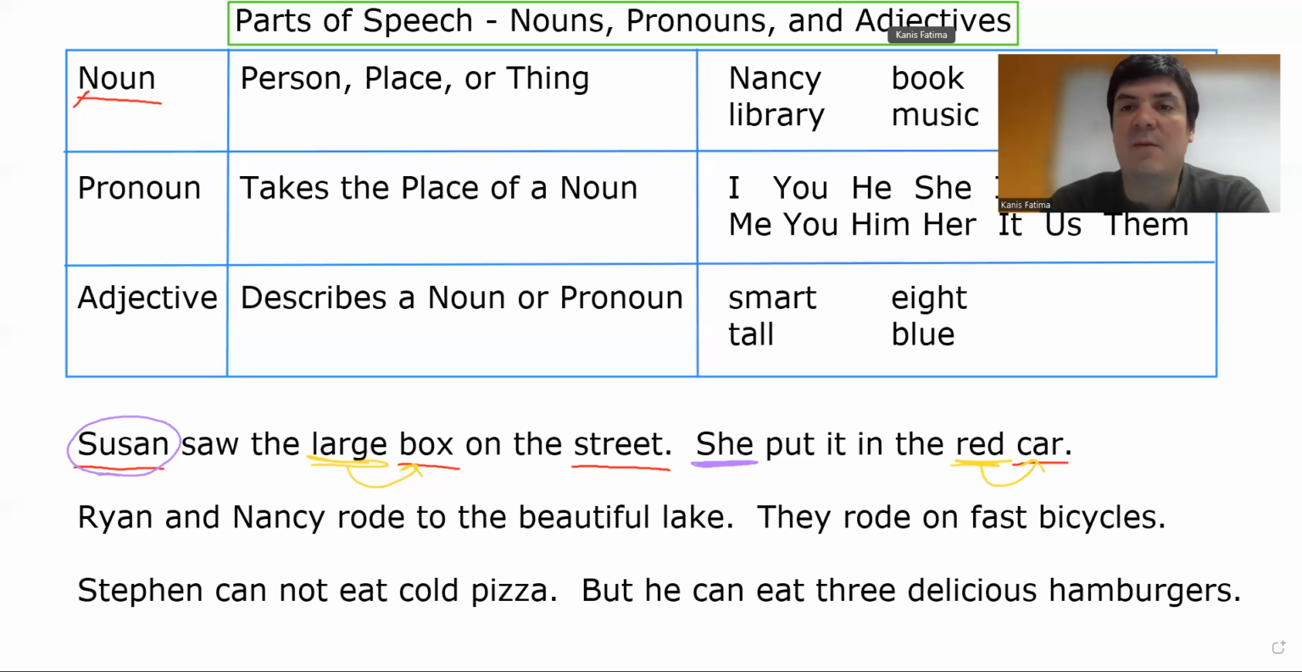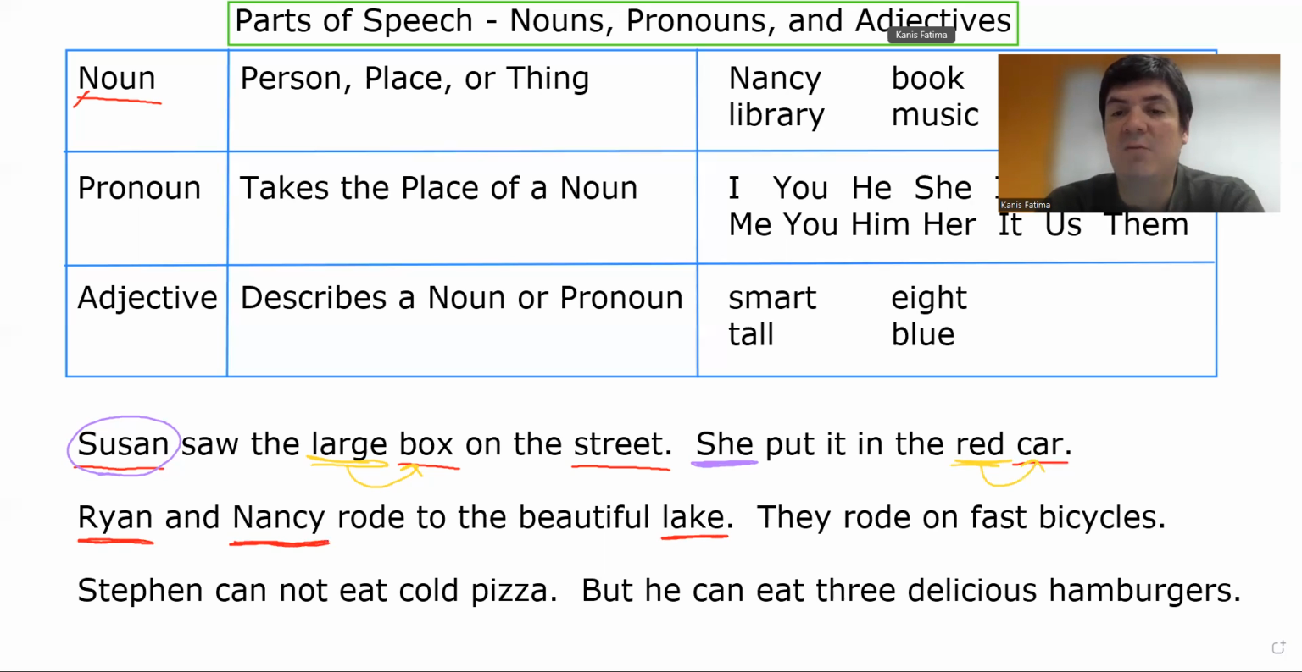Looking at my next example, Ryan and Nancy rode to the beautiful lake. They rode on fast bicycles. Looking at my first sentence, Ryan is a person. That is a noun. Nancy is a person. That is a noun. Next noun I see is lake. Lake is a place. I can swim in a lake. I can go to a lake. I can smell the lake.